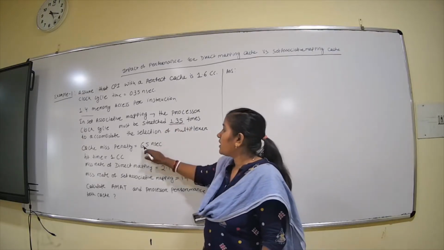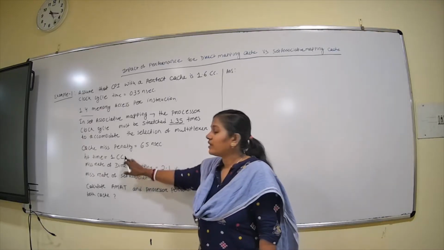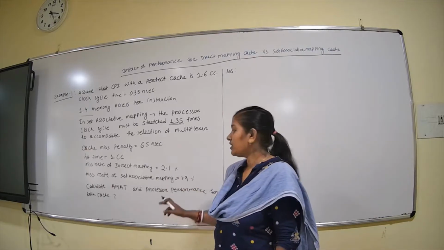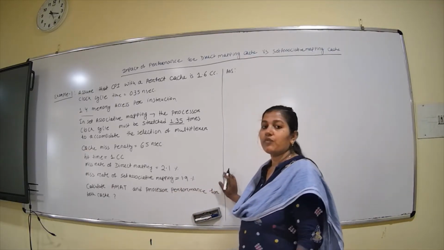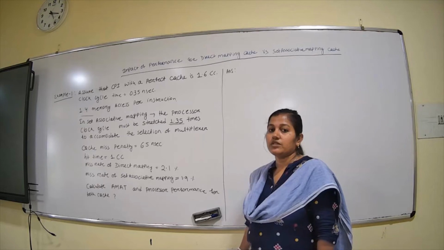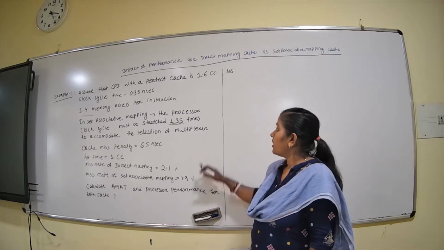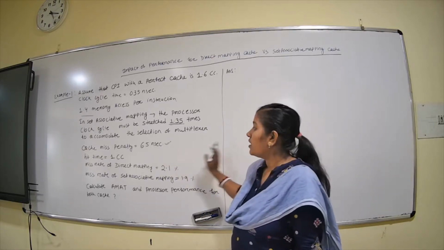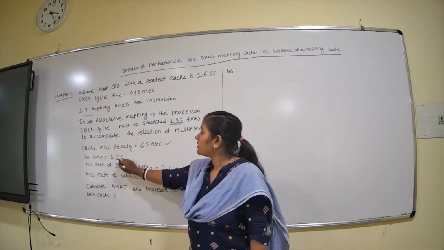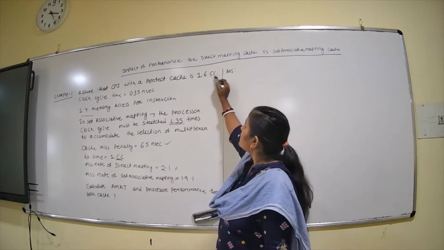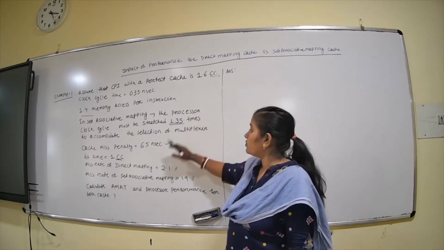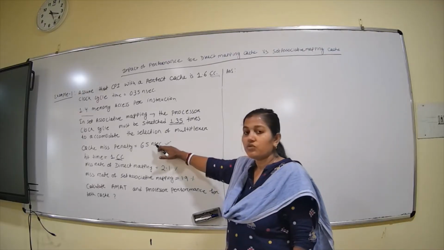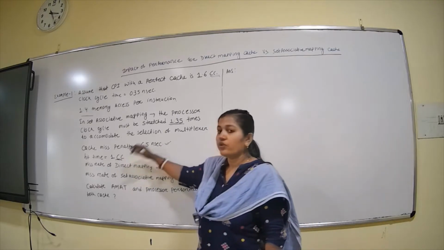Now the cache miss penalty is 65 nanoseconds. Hit time is 1 clock cycle. Miss rate of direct mapping is 2.1%, and miss rate of set associative mapping is 1.9%. Now if you see here, miss penalty is given in nanoseconds, but hit time is in clock cycles and ideal CPI is in clock cycles. So first your job is to convert them into one unit. Either convert nanoseconds to cycles or cycles to nanoseconds.